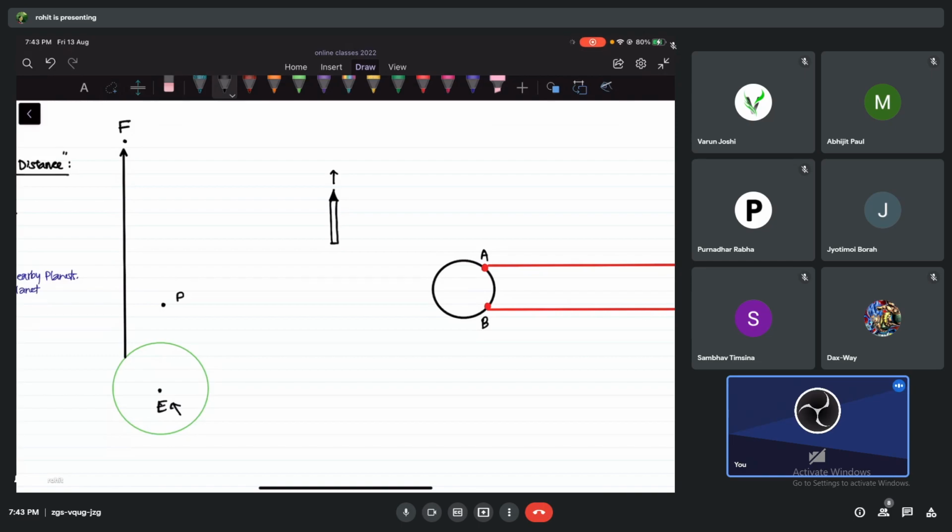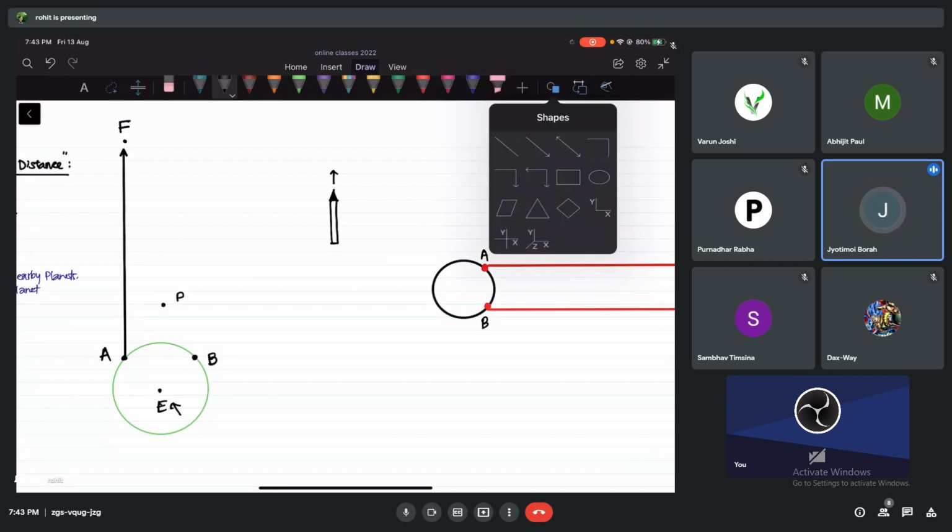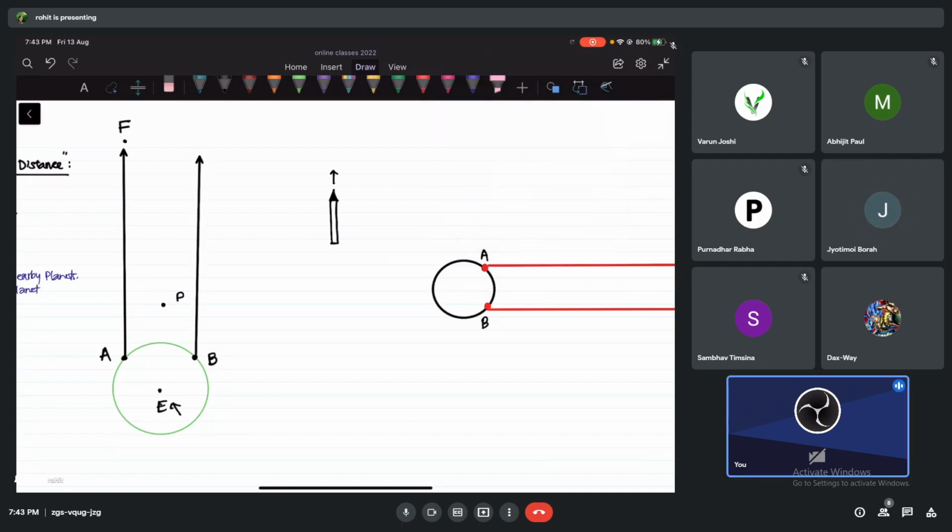Now I want to look not only at this point F from point A on the Earth, but also from another point, which is B on Earth. Can you understand? So when I take this arrow, it's going to look.